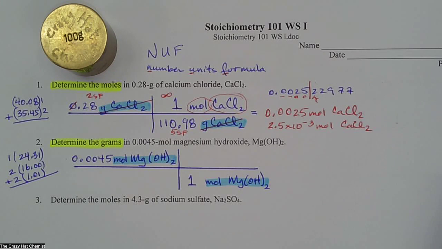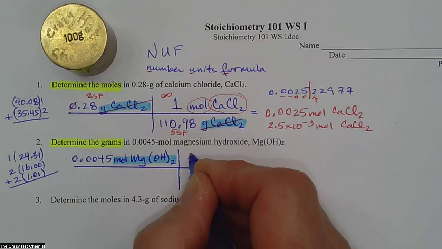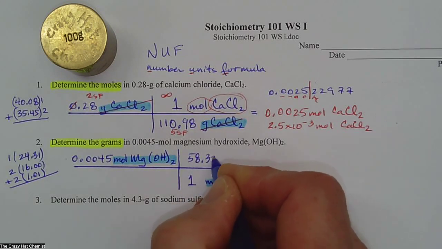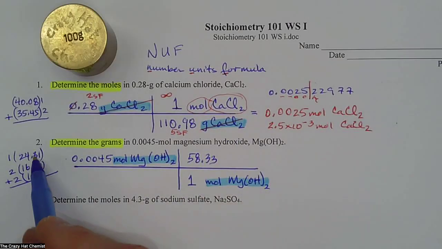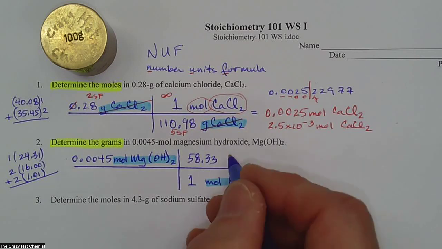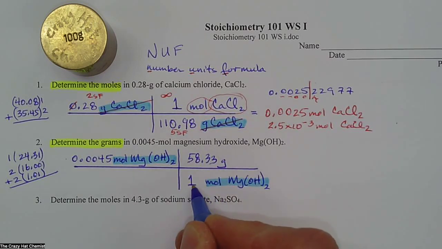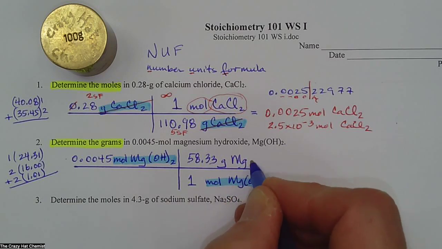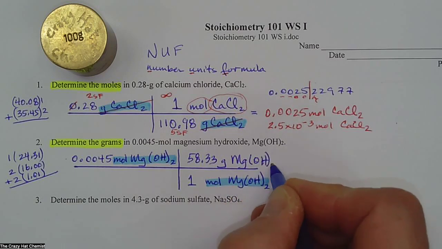So 24.31 times 2, 16 times 2, and then 1.01 times 2, and then I'm going to sum them all up. I will get 58.33. I need to round this number to the fewest number of decimal places, which is 2. Perfect. Now, this is the molar mass. So that is the mass of 1 mole, and it's the same formula, MgOH2.